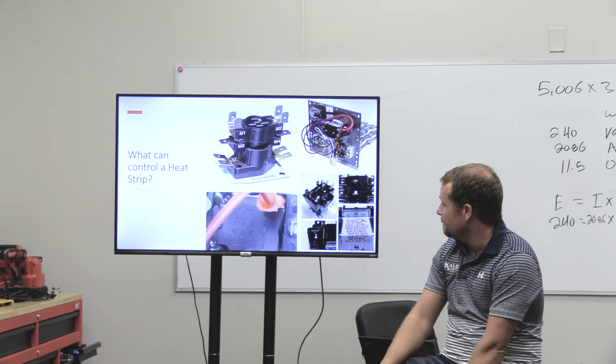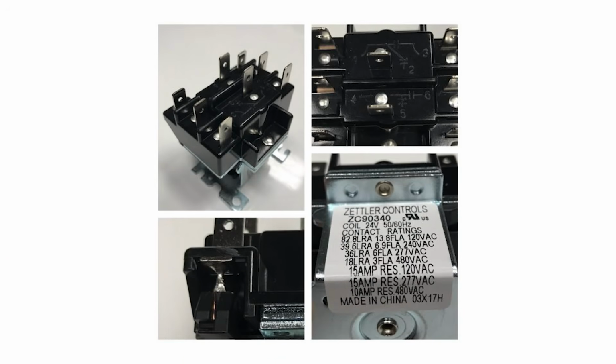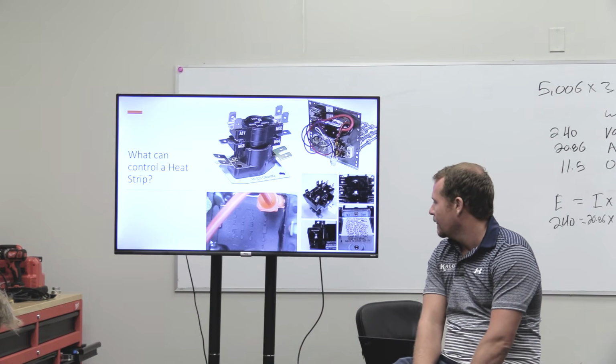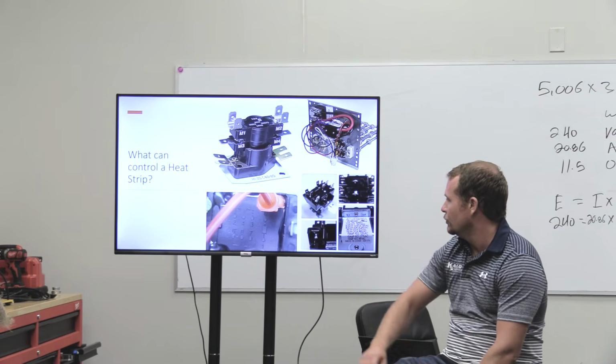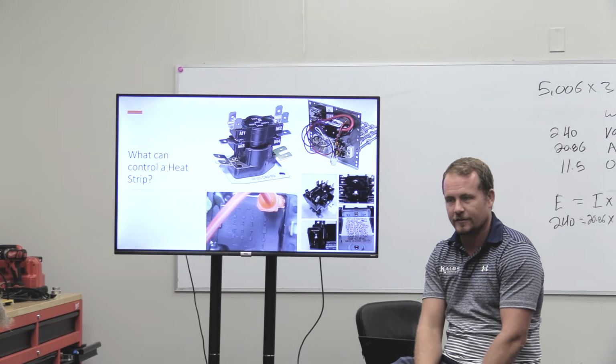But what you don't want to use to control heat strips, line duty, is a regular relay, like a 9340 or 9380. So quick pause. Just going to address this again. Why do you not use a 9340 or 9380 to directly control the line voltage of a heat strip?